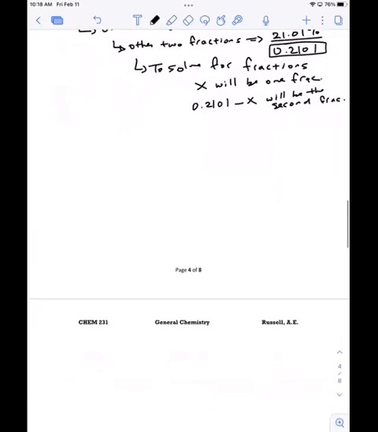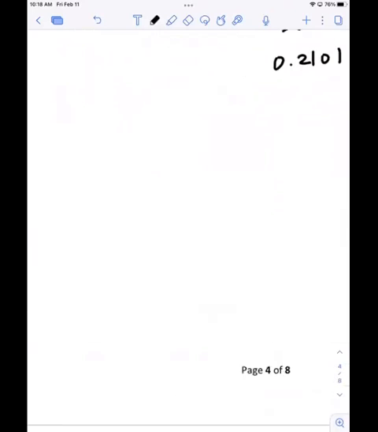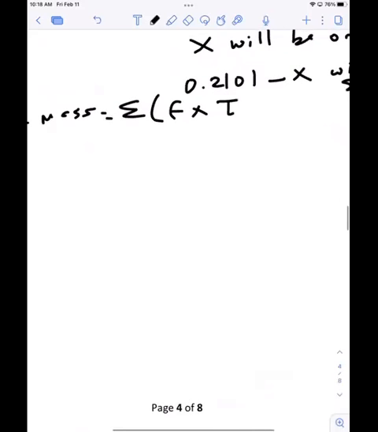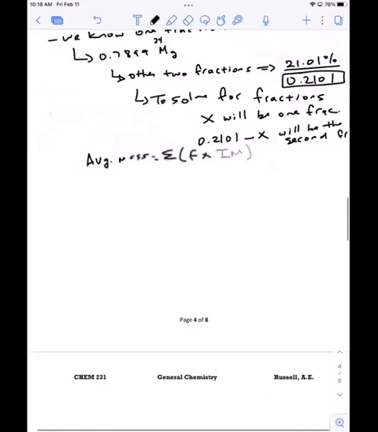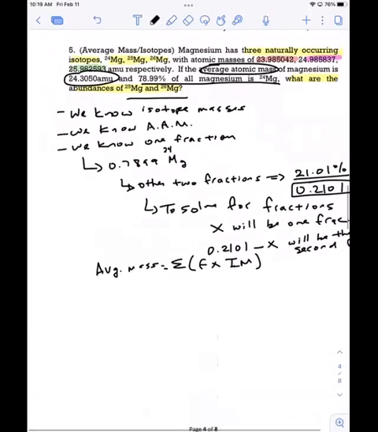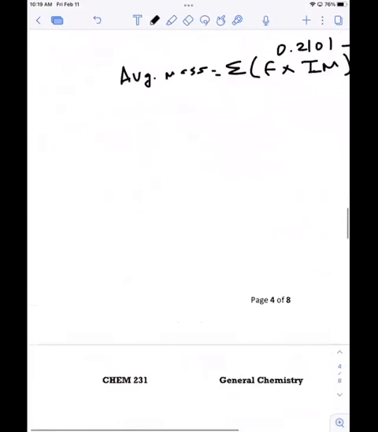So remember our equation: average mass equals the sum of the fraction times the isotope mass. I'm just abbreviating this to make sure we have room to work this out, because there's a lot of numbers we've got to work through. So the fraction times the isotope mass, it's a sum, right? We know the average mass because the problem gave it to us. It says the average atomic mass of magnesium is 24.3050. So let's put that in here.